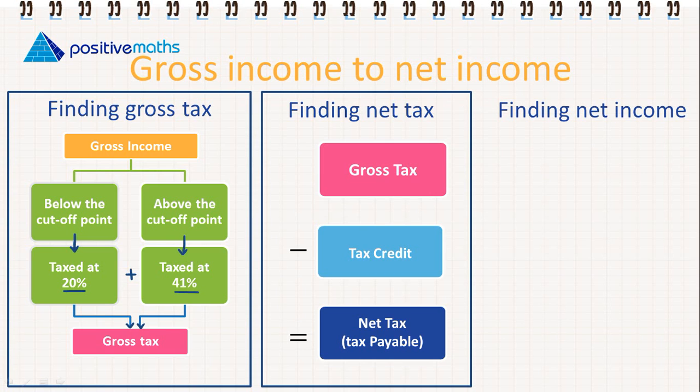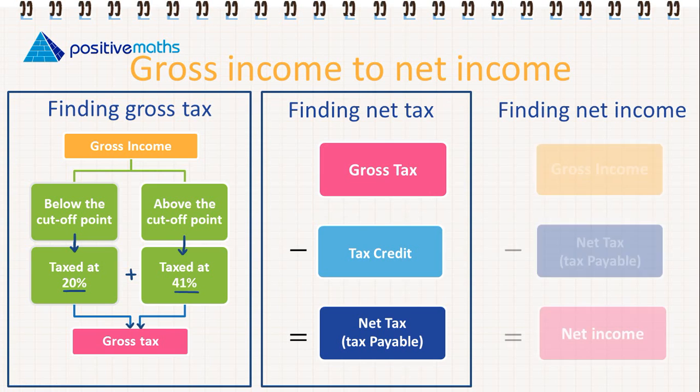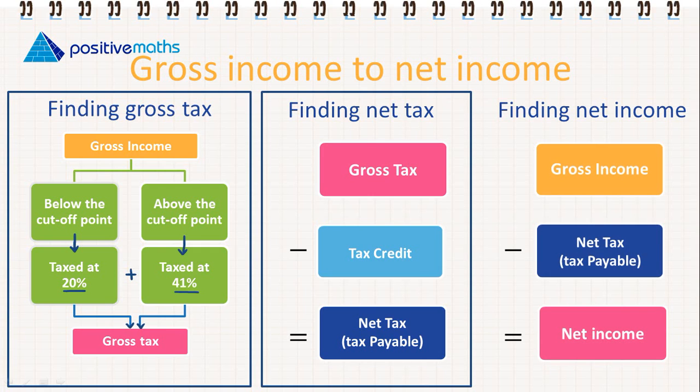And the last one is how to find our net income. So we have our gross income, which we had at the start, minus the tax payable. So this is the amount of tax we calculated in the second box. Our gross income minus our tax payable will give us our net income. So we're just noting that we're using the word gross for any money before we have any deductions. And our net, so our net tax and our net income is after the deductions.